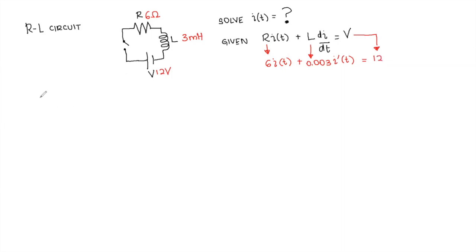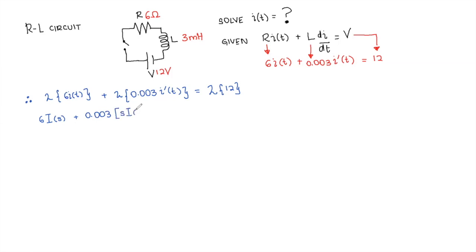Next, we perform the Laplace transform on both sides of the equation. So Laplace of 6i(t), or the current, plus the Laplace of the inductance term, which is 0.003 multiplied with di/dt, or i'(t) here, equivalent to Laplace of 12. So this, based on the table, is equivalent to 6I(s) plus 0.003 in bracket sI(s) minus the initial current itself at time 0, equivalent to 12 over s.